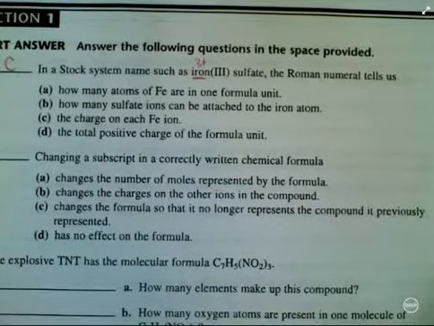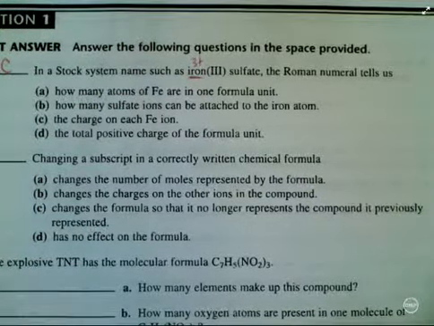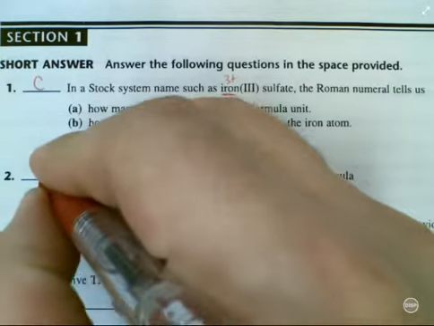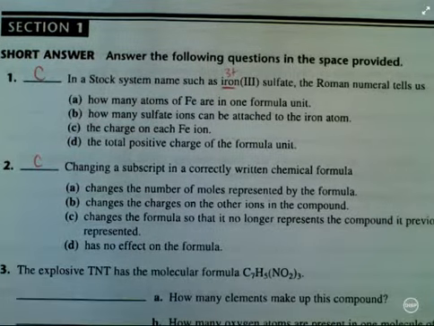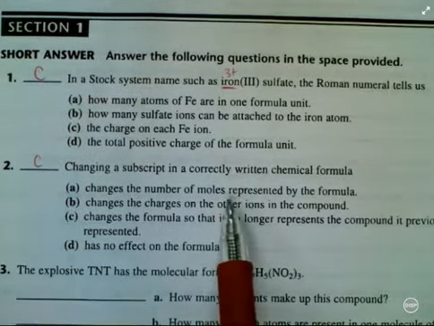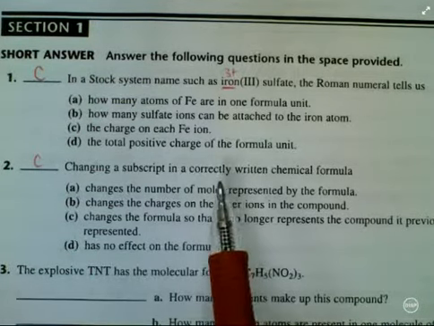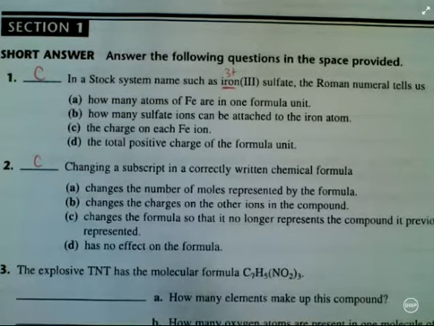C, changes the formula so that it no longer represents the compound it previously represented. This is more like it. Okay, so we are going to go with C. Because when we change the subscript in a correctly written chemical formula, don't overlook that the question has told you that it's correct. If it's a correct chemical formula, changing the subscripts is changing how many of a particular element or ion are in that compound.